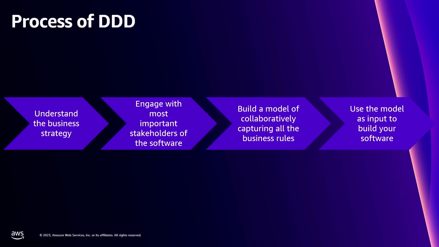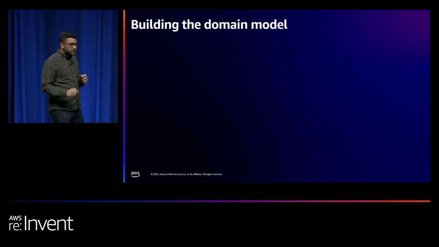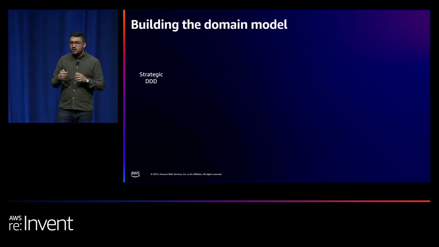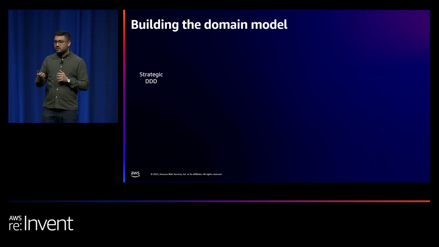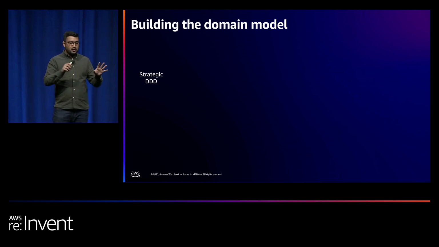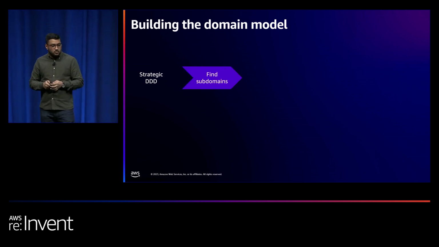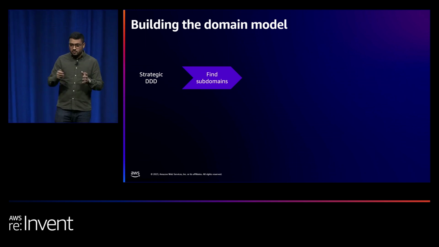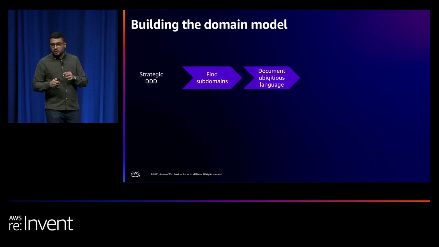There are 2 phases in domain-driven design to building a domain model. The first phase is what is called the strategic phase. This is where you try to understand the business areas and find the different business components or business capabilities that you are going to need to deliver that particular value. You'll do this by first starting with finding the subdomains in your business. Then we will document what we call the ubiquitous language.